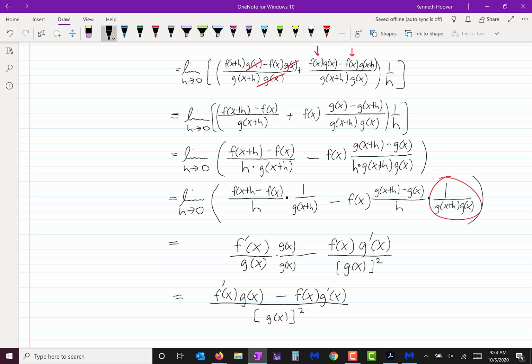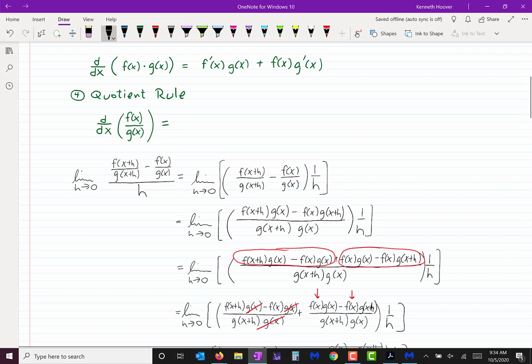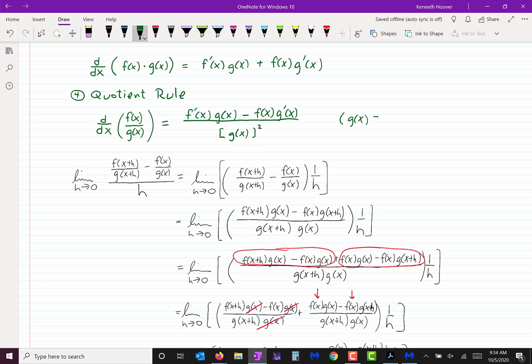Okay, let's go up and write it down. The derivative of f over g equals f prime times g minus f times g prime, divided by g squared, as long as g of x isn't 0. That's called the quotient rule.